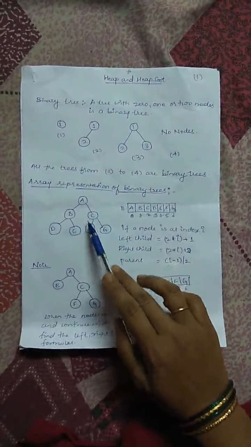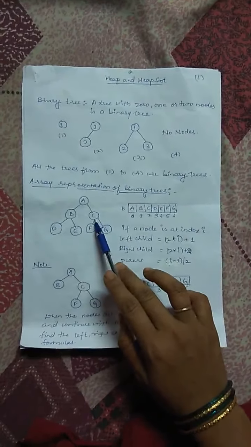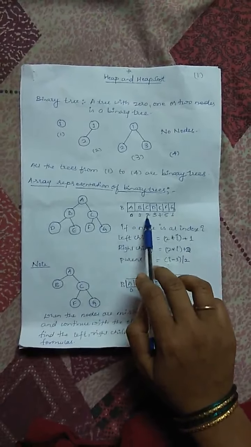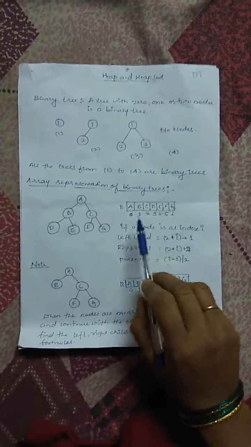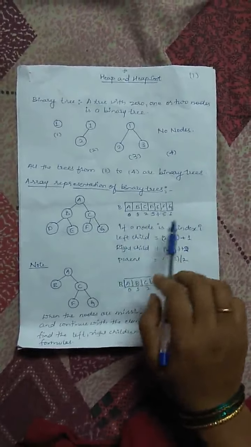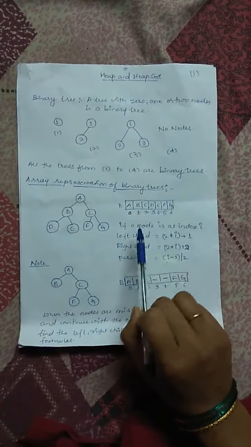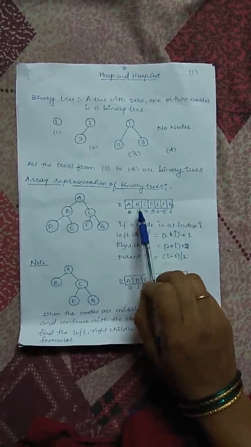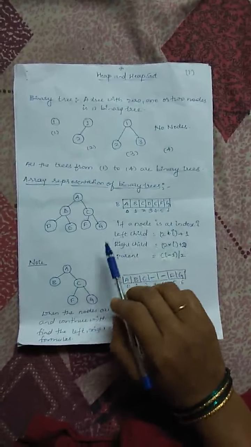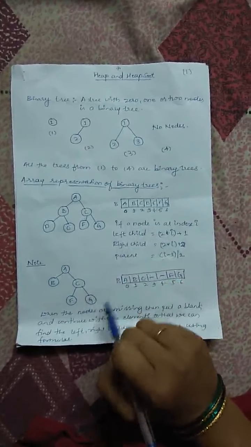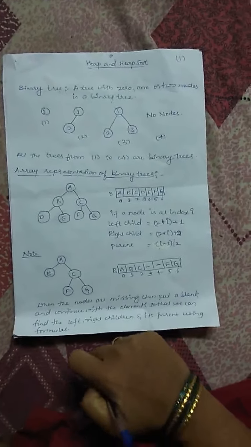What is the right child of the tree? You can see here, C is the right child. So at the 2nd position I am having C. So all these formulas satisfy this array representation. So even using this array representation, we can find out the parent, left child as well as the right child here.